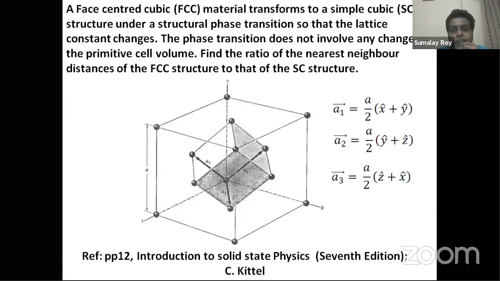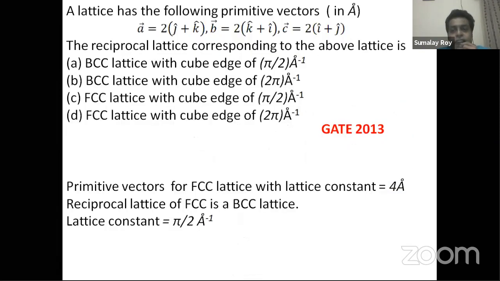So a1 here has to be a by 2 into x plus y, where a is the lattice constant. Now here it is given like 2 into j plus k. What is the lattice constant? Simple. Yes, now everybody says, but Sri Lakshmi said it correctly for the first time. It is 4 angstrom. Arya said 4. Good. Now everybody understood it. It's 4 angstrom.